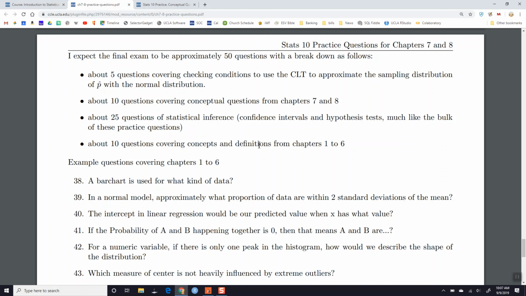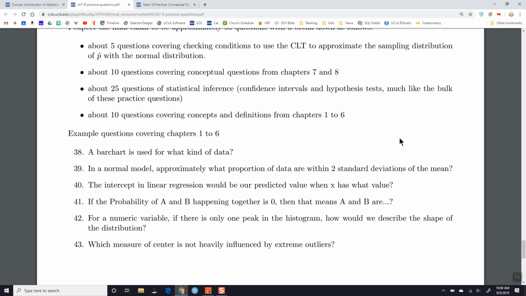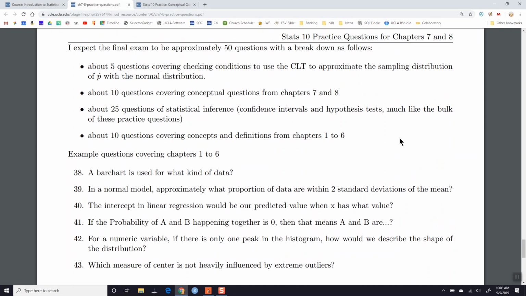So things related to, I don't know, regression and describing distributions, some definitions thrown in there, stuff like that. Okay, and so I gave a few examples of what those conceptual or definition-based questions might look like. Okay, so no calculations from chapters 1 through 6, but definitely concepts and definitions there. Okay, are there any questions before we dive into conceptual stuff for chapter 7 and 8.